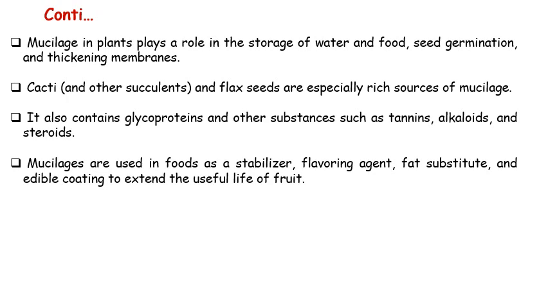Mucilage in plants plays a vital role in the storage of water and food, seed germination, and thickening of membranes. For example, cacti, other succulents or desert plants, and even flax seeds are especially rich sources of mucilages. It also contains glycoproteins and other substances such as tannins, alkaloids, and steroids.